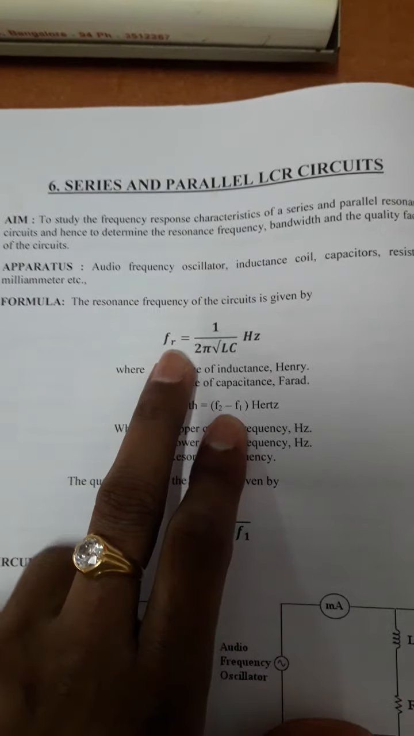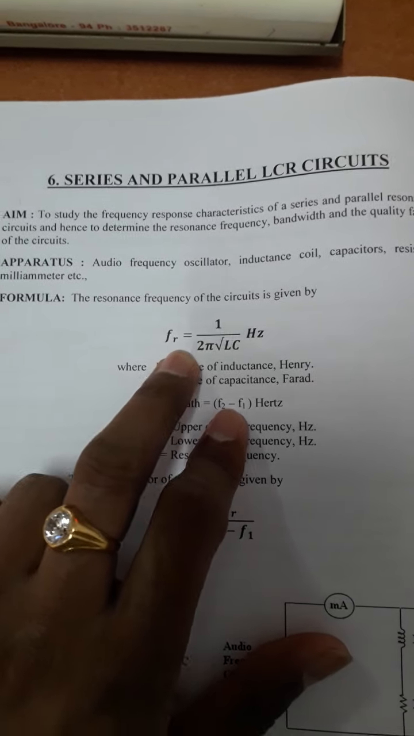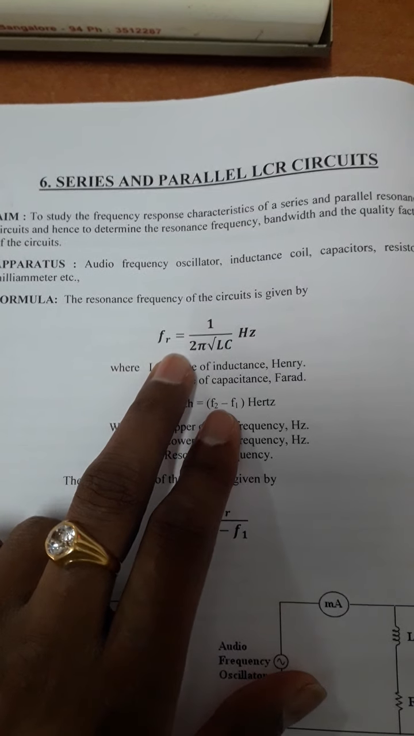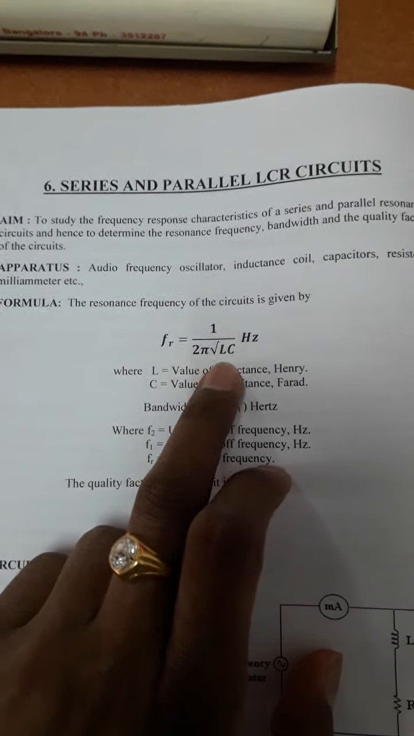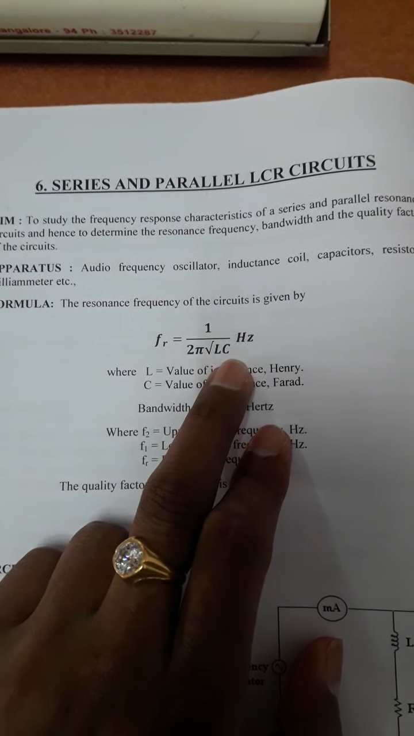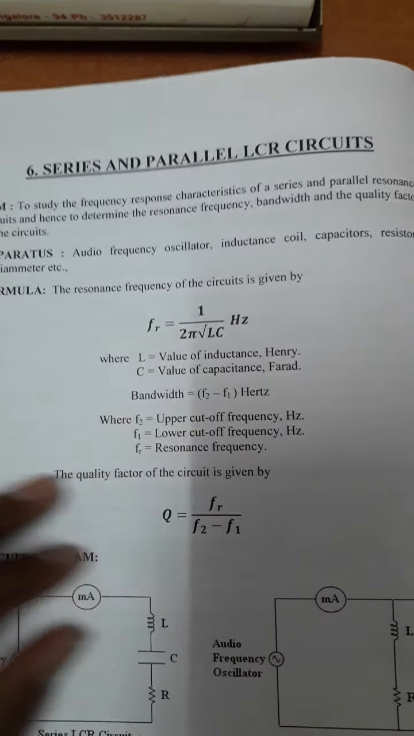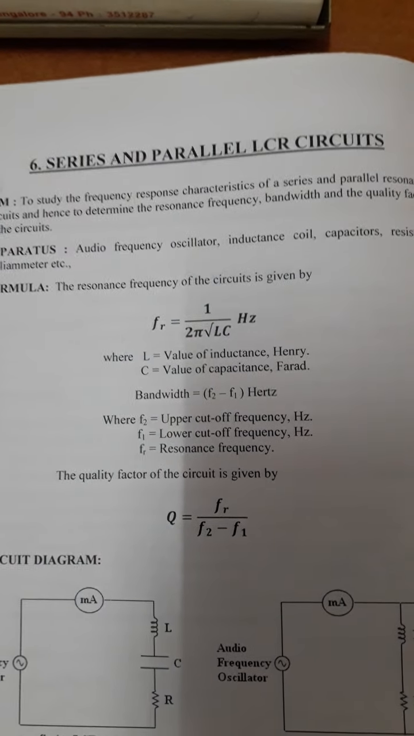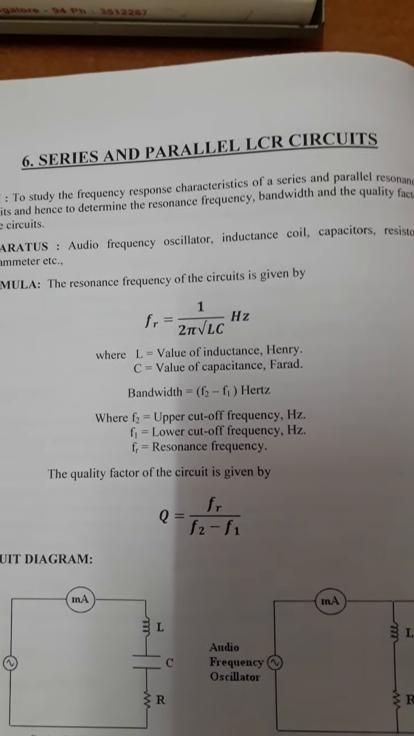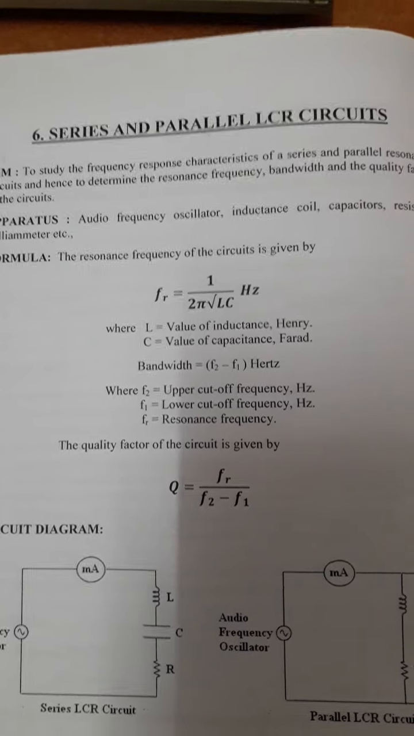Then there is a formula to calculate resonance frequency, but in this experiment we are going to determine the resonance frequency from the graph. It means we will use the graphical method. Otherwise, by putting in the values of inductance and capacitance we can easily calculate the resonance frequency, but we are not calculating it theoretically. By the graphical method we are going to find the resonance frequency. Resonance frequency, as you already know, is the frequency at which resonance occurs.